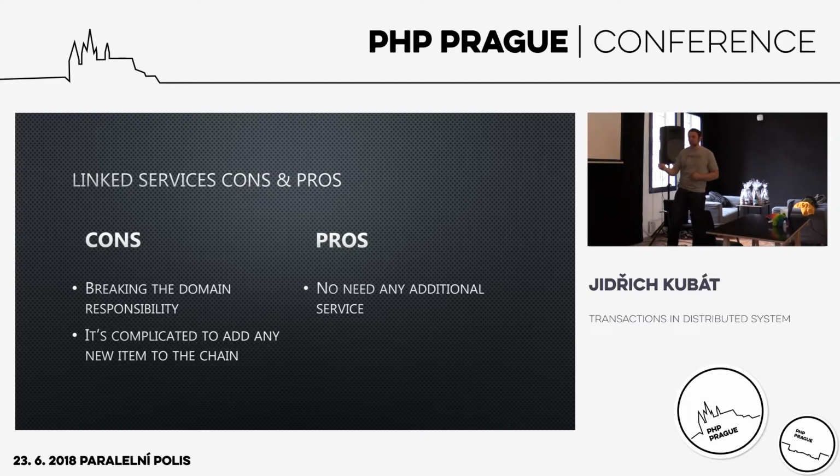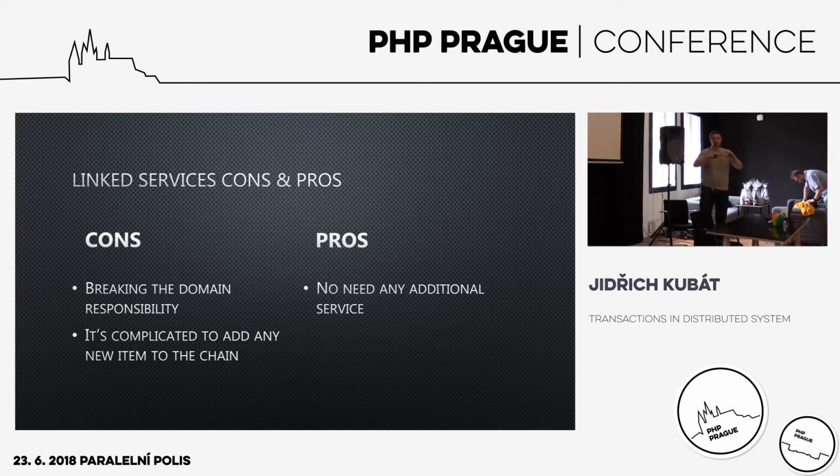This solution has, of course, some cons and pros. The con is that it breaks the domain responsibility. If you think about it, microservices are built to be completely isolated, so a team could create and deliver a service completely independently. In this solution, some service must have some knowledge about another service. So that's breaking the domain responsibility.